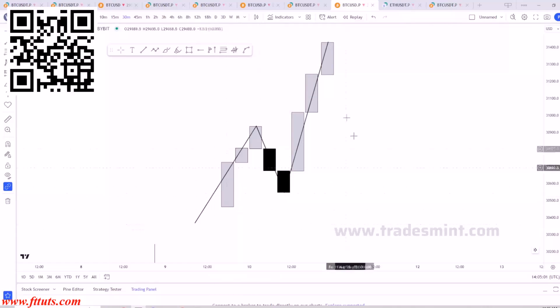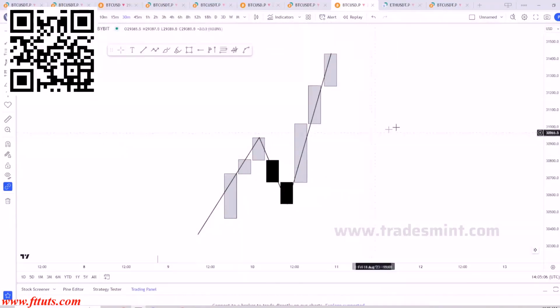It's all about making money. That's why we're all here, right? This is how we make money. Market structure is number one.